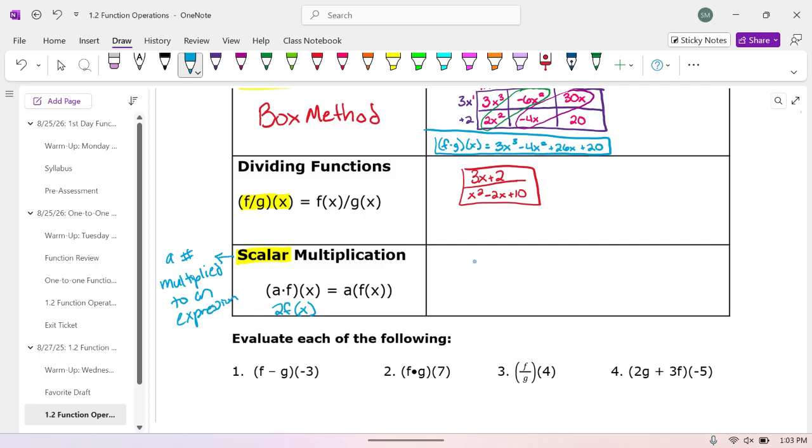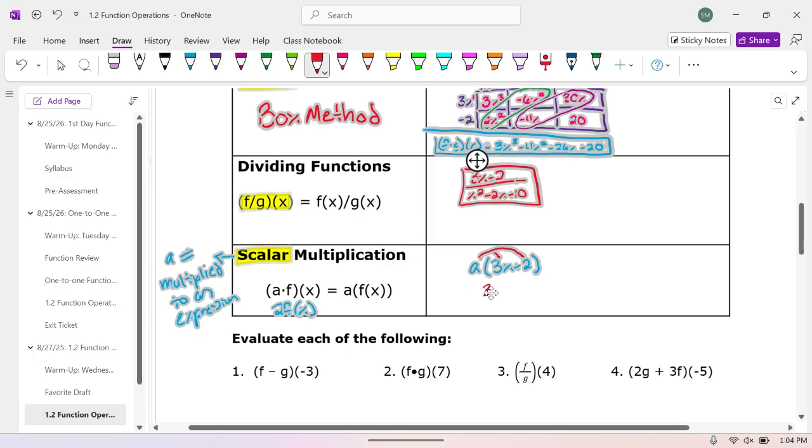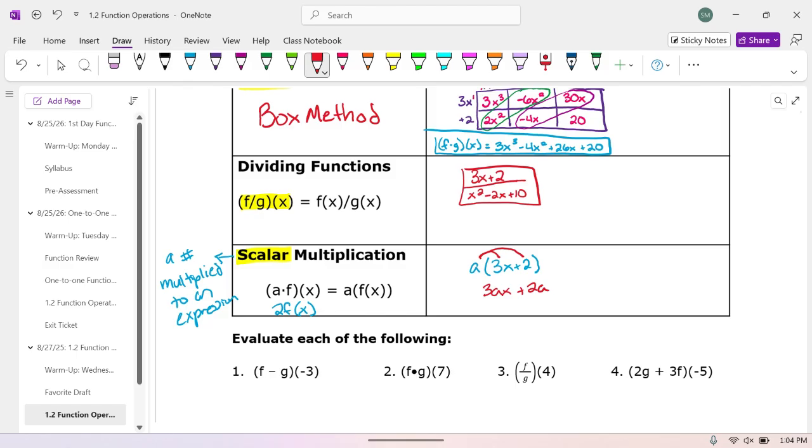So for example, I'm going to do it with a first, and I'll show you with 2 as well. If we have a times f of x, so 3x plus 2, all we got to do is distribute. And since we're associating a with a number, we're just going to tap it on to both terms. So 3ax plus 2a. Now, I know sometimes if you throw another letter in there, it can kind of get confusing. So I'm also going to show you. So that was af of x.